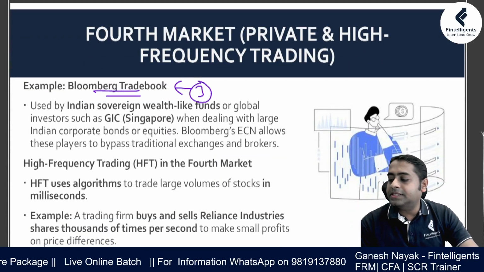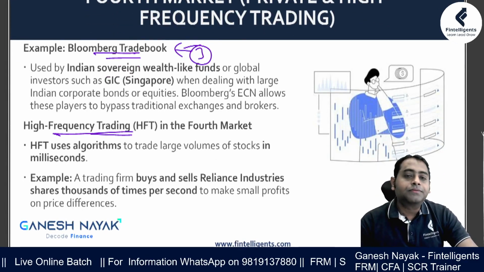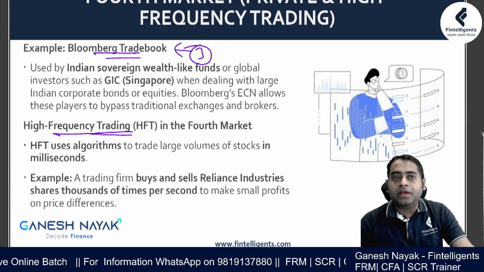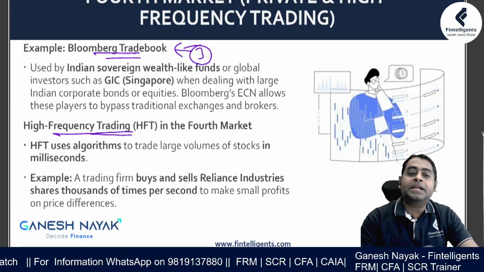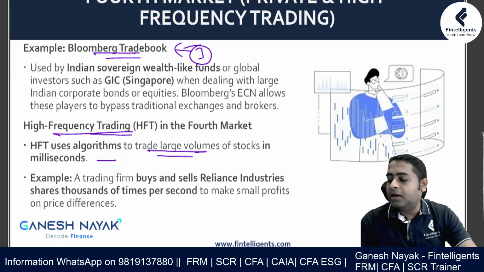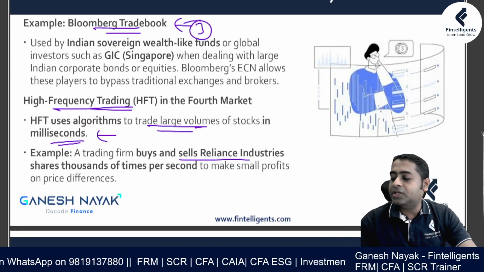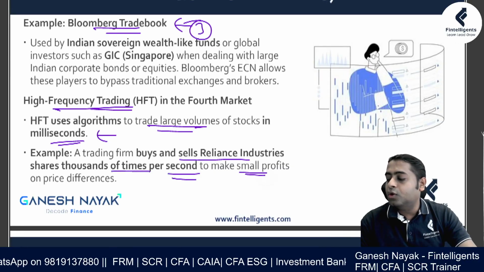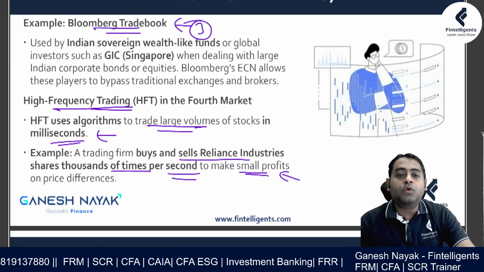Third example. Have you guys heard about high frequency trading? Basically algo trading. There is no human intervention. The algorithm itself is buying and selling depending upon what is the news in the market, what is the sentiment in the market. So they trade large volumes in milliseconds. A trading firm buys and sells Reliance shares thousands of times per second to make a small profit. This is only happening because of the algorithm that you have set.